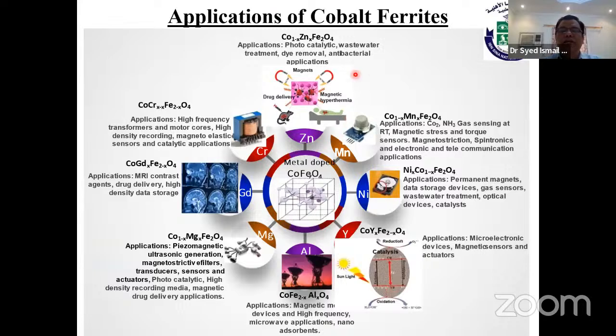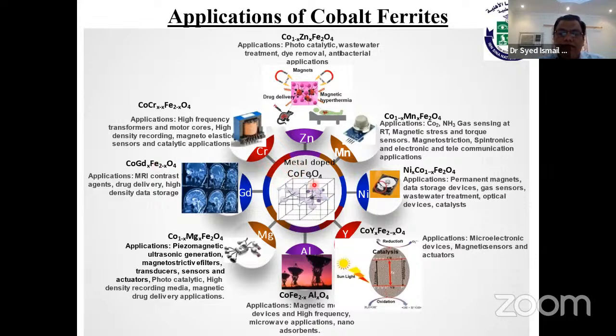These are some of the applications of ferrites. This is zinc substituted cobalt ferrite. Some of the applications are that they are used highly in photocatalytic activities, wastewater treatment, dye removal, and antibacterial activities, also in drug delivery and magnetic hyperthermia. Likewise, we have chromium substituted ferrite and gadolinium substituted ferrite, and magnesium substituted ferrite as soft magnetic material. If you see the formula over here, the substituted zinc is occupying the A site, replacing the cobalt atoms at the A site. And likewise, the gadolinium, where R is gadolinium, will occupy the B site, replacing the ferric atoms at the B site.